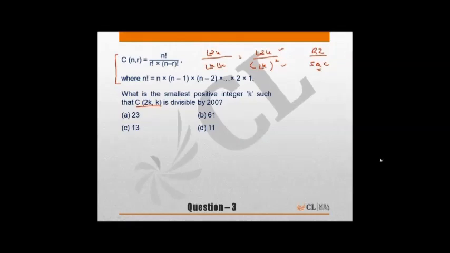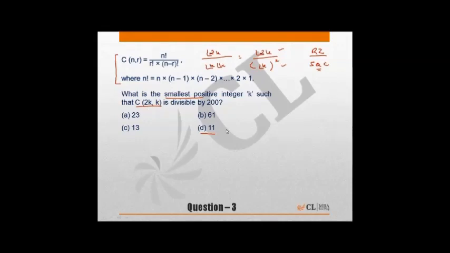Okay, now let's start checking the choices. Since the question is asking for the smallest positive integer, we'll start checking with the smallest choice. So if k is equal to 12, what will C 2k k be? k is equal to 12.